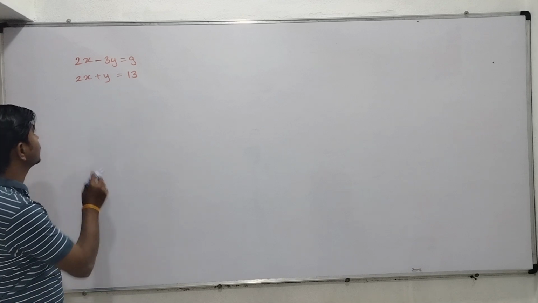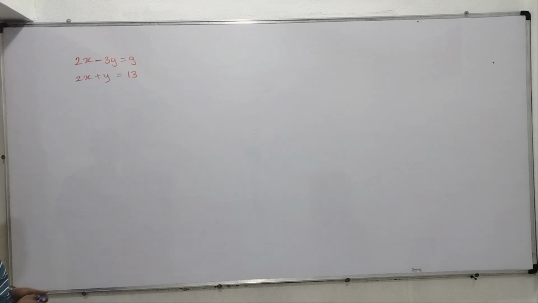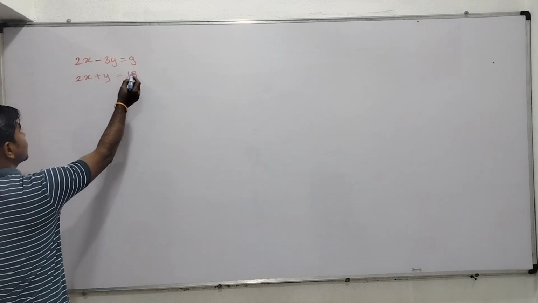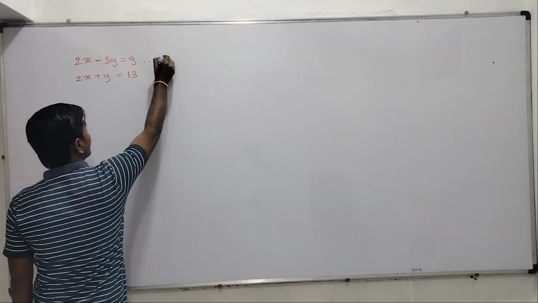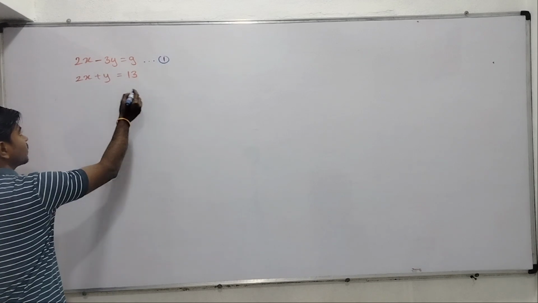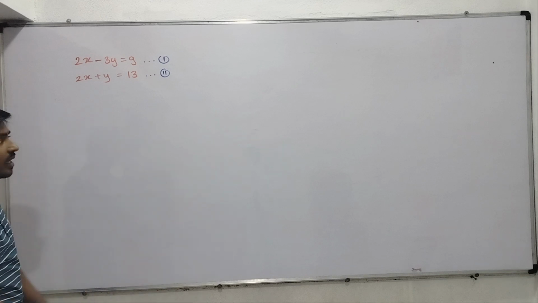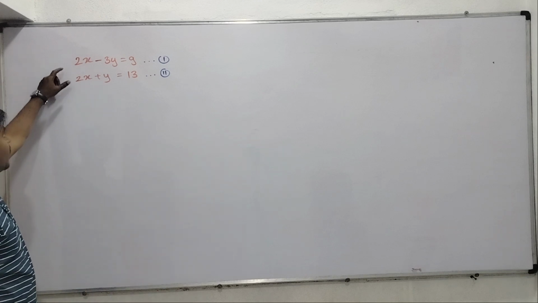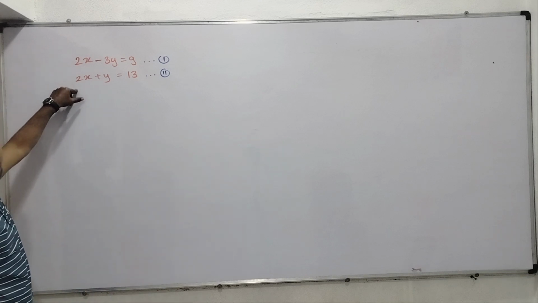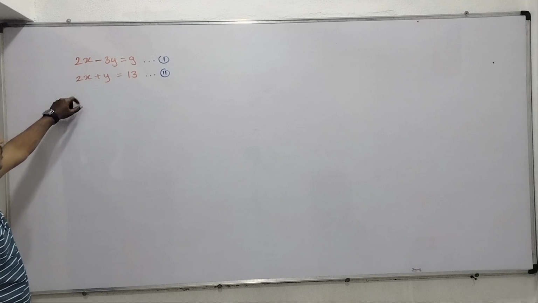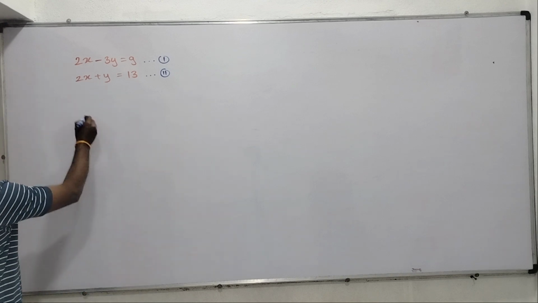Our next question is 2x minus 3y is equal to 9 and 2x plus y is equal to 13. So let's number these equations. 2x minus 3y is equal to 9 will be our first equation and 2x plus y is equal to 13 will be our second equation. Here in both equations, the first term 2x is common. So we are going to subtract equation 2 from 1.